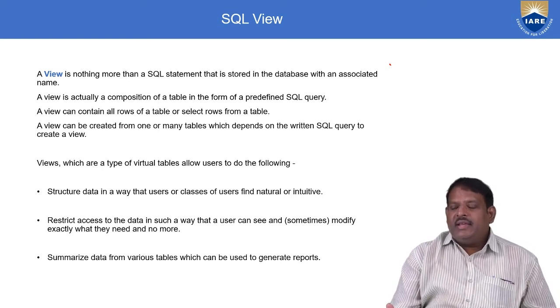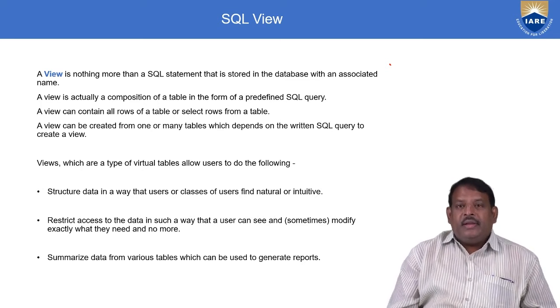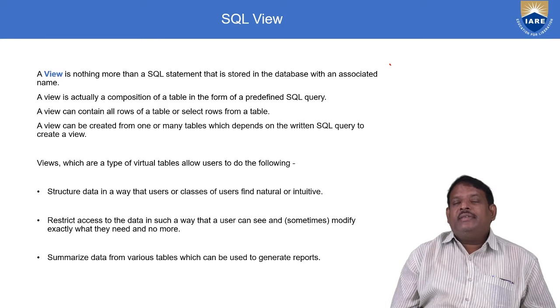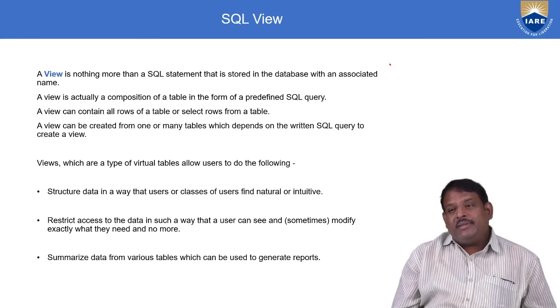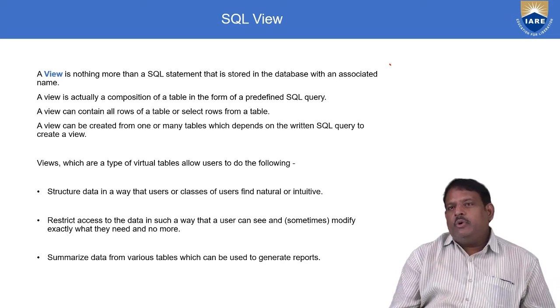He will just see we give access to the view, so he will see the data coming in that view. Restrict access to the data in such a way that the user can see and sometimes modify exactly what they need and know more. Suppose your table has more data, but you don't want to expose all the data to the end user. You want to expose only a few parts.